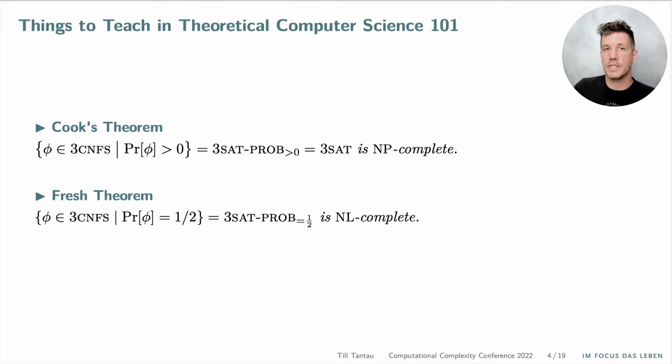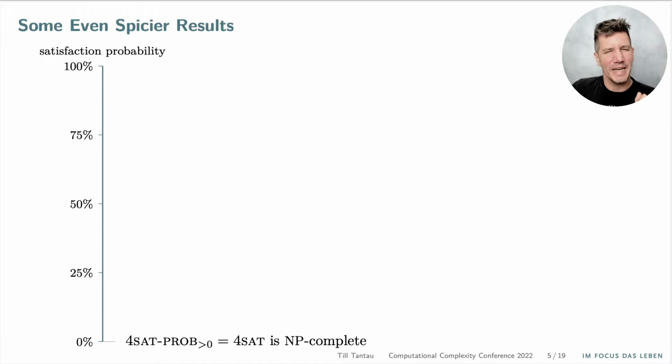And let me just rewrite this in this notation: the set of all 3CNF formulas for which the satisfaction probability of phi is exactly 1/2, and this is going to be called 3SAT prop equals 1/2, that problem is NL complete. Okay, that's interesting. But it gets even a little bit spicier if we move on to 4CNFs. So for 4CNF, well, certainly, telling whether 4SAT prop greater than 0, that's 4SAT, that's certainly NP complete.